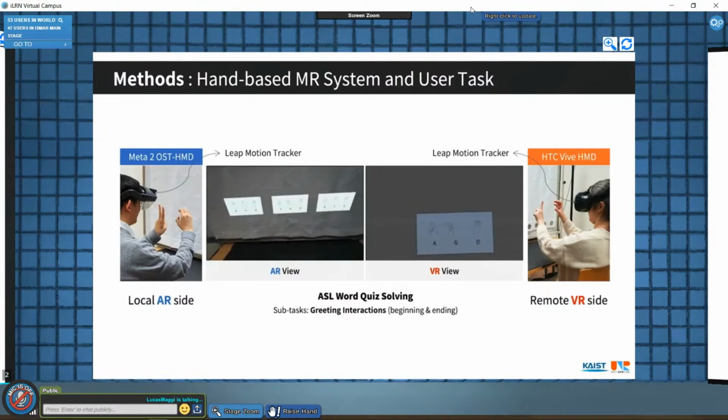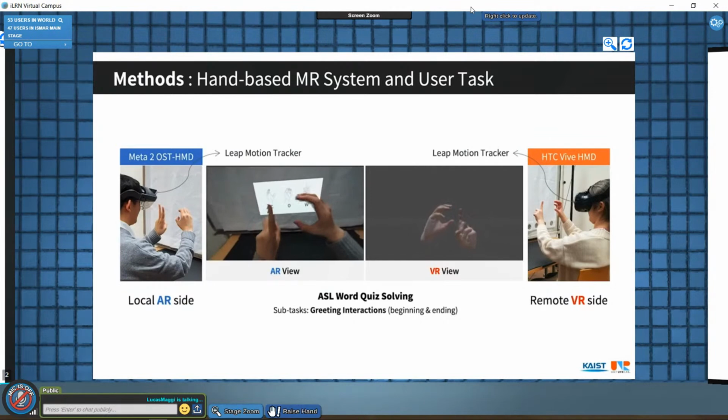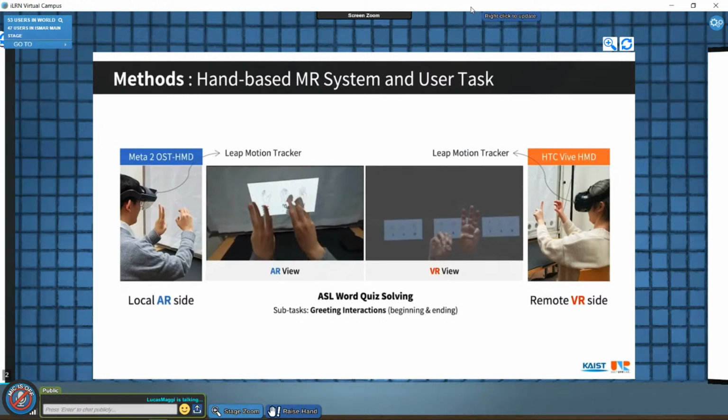The main task was an American Sign Language-based collaborative word solving task. At the beginning and the end of each condition, several greeting interactions, such as a handshake and fist bump, were also added to induce more hand interactions.